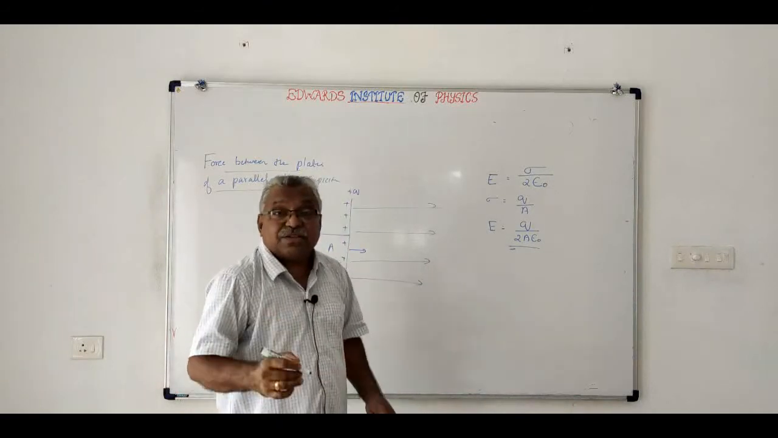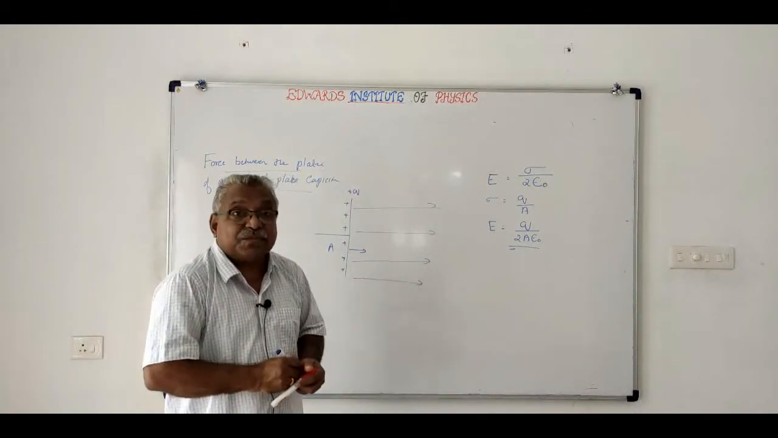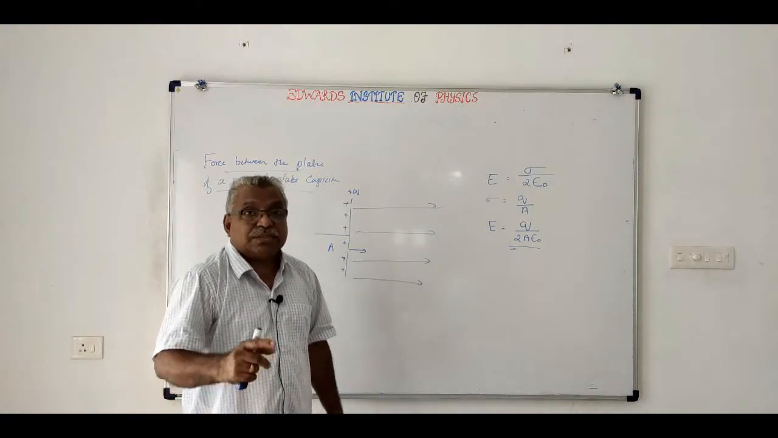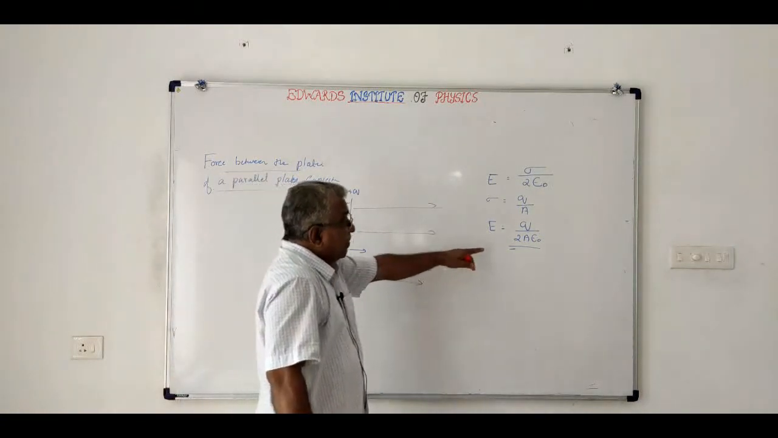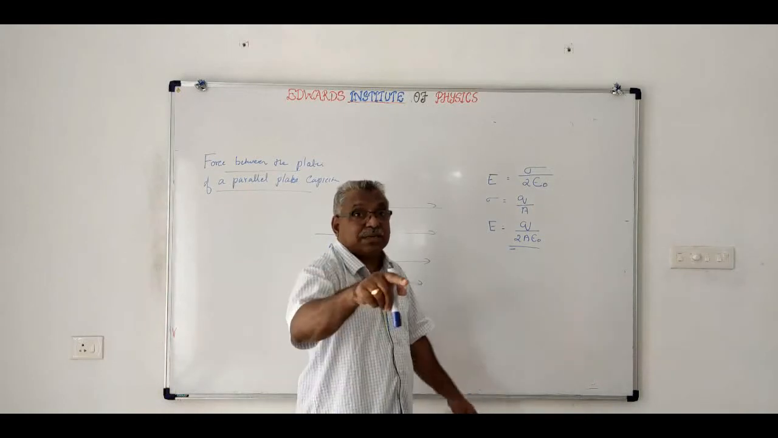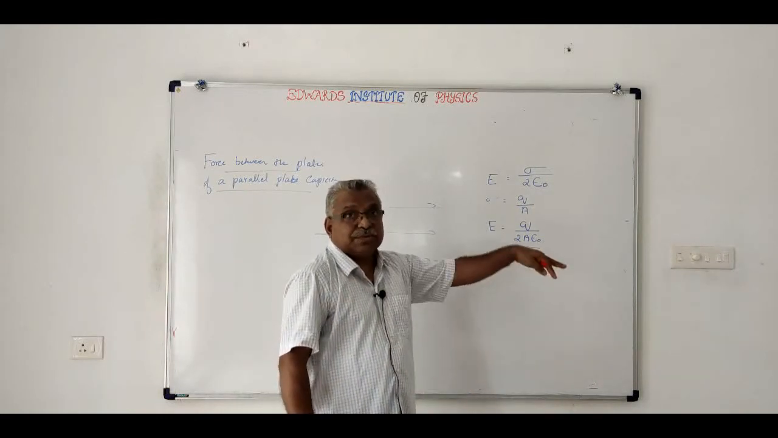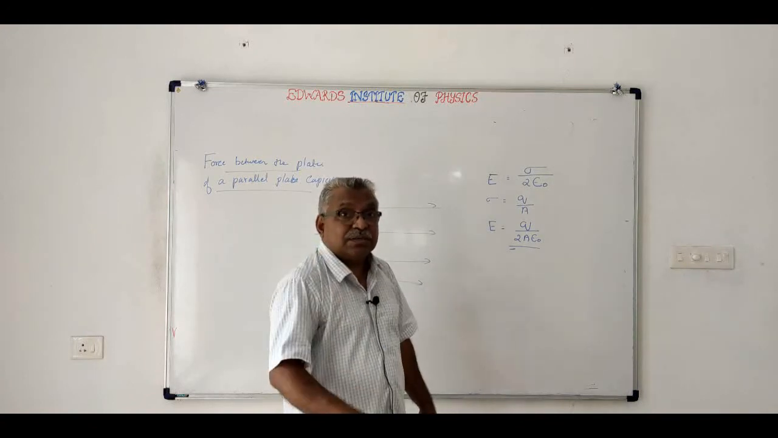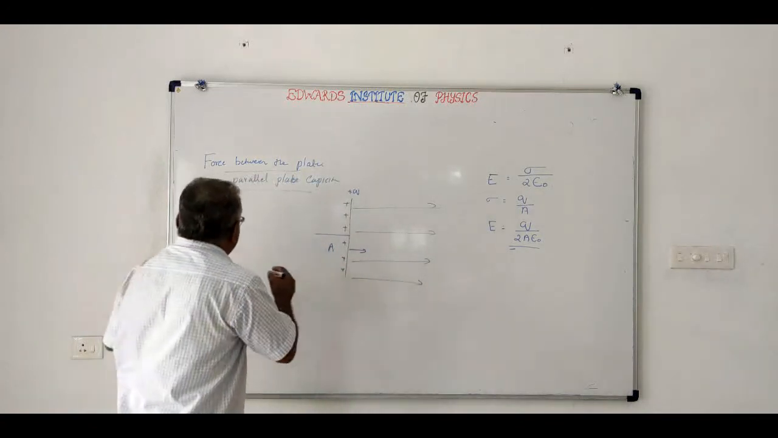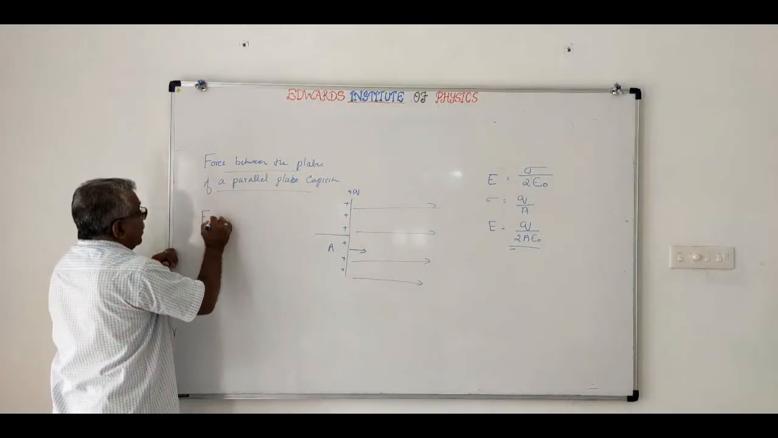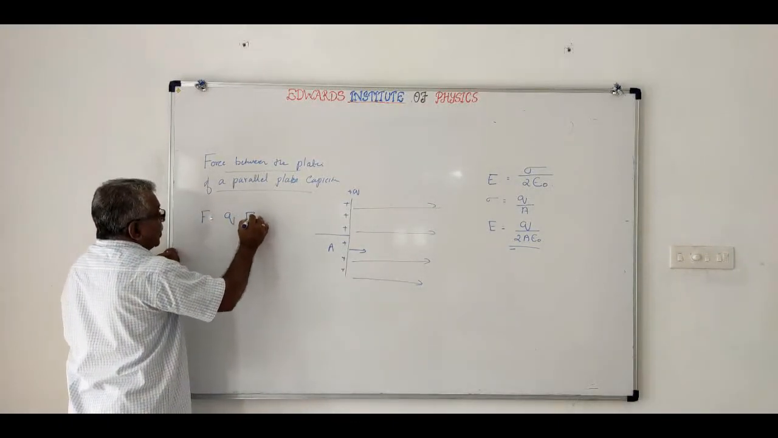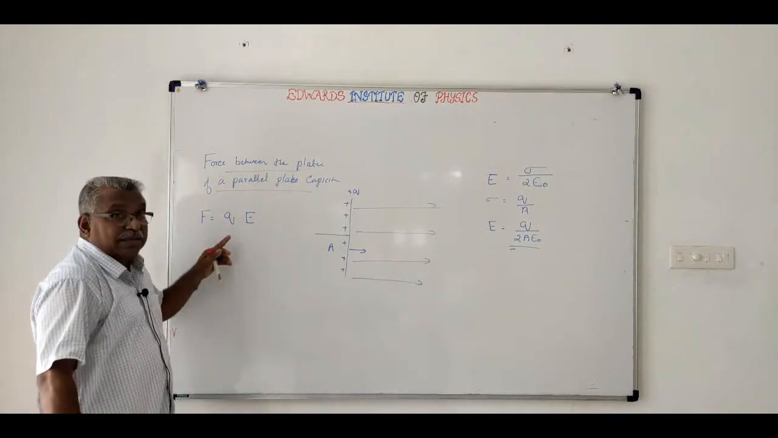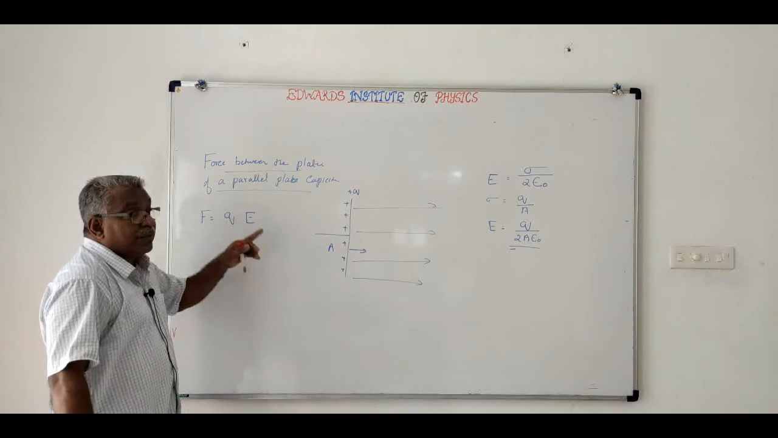What is the definition of electric field intensity? It is the force experienced by a unit charge, unit positive charge. And what will happen if you bring a charge Q? Then the force will be equal to Q into E, because E is the force experienced by unit positive charge. If you bring a charge Q, it will be Q into E.